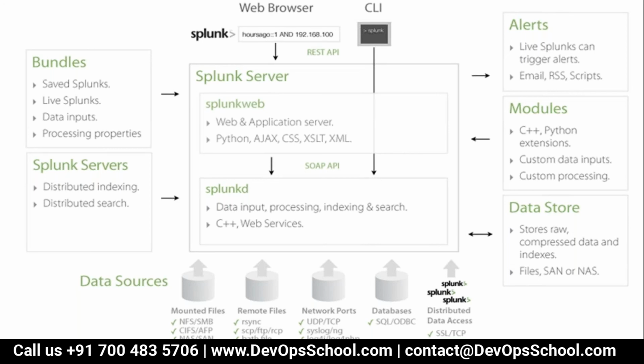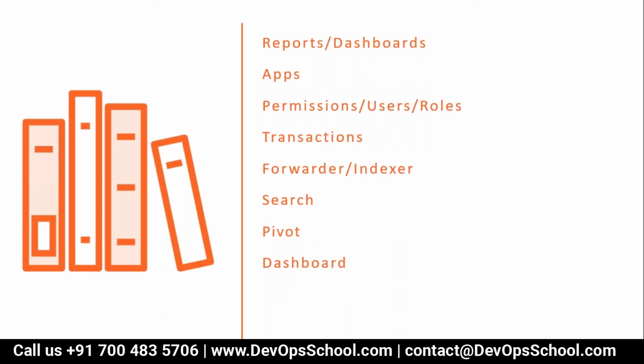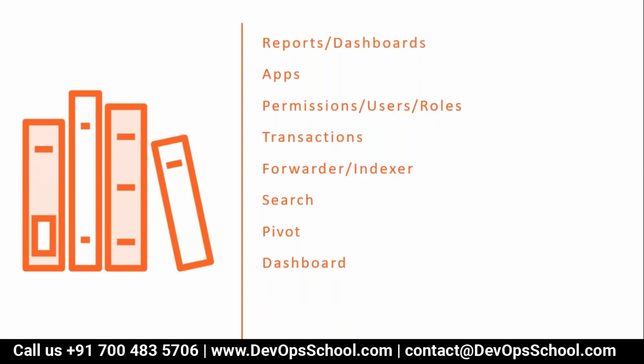Okay, so guys, some of the terminologies we need to be comfortable with before getting into the demo part. You should know what is index time processing, search time processing, and what is an event, source type, hosts, indexes, fields, tags, and event types. Reports, dashboards, apps, permissions, user roles, transaction, forwarder, indexer, search. These are the keywords which you should know before you get started, so you understand the world of Splunk well.